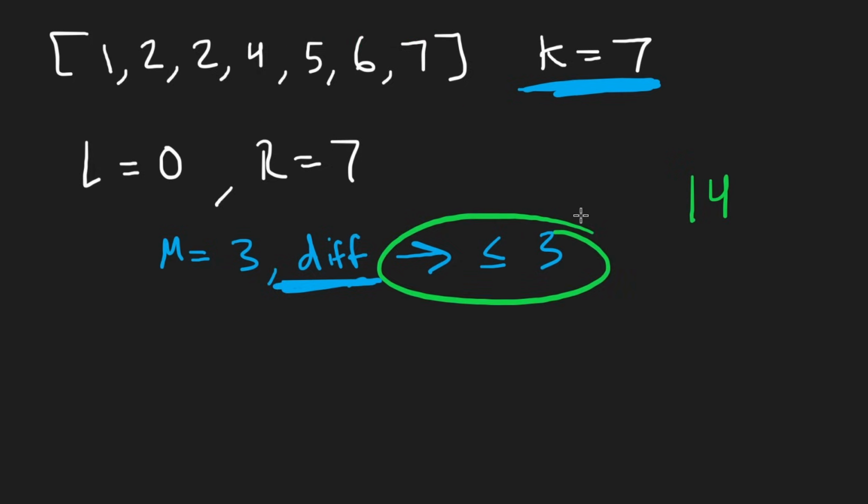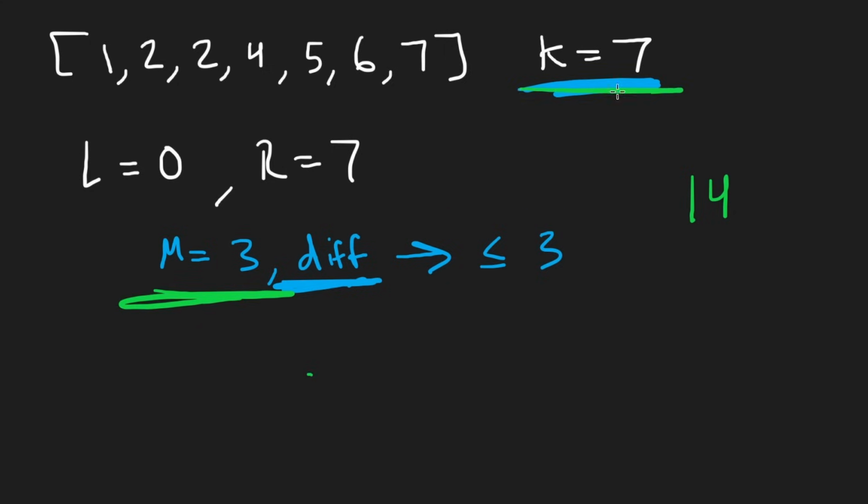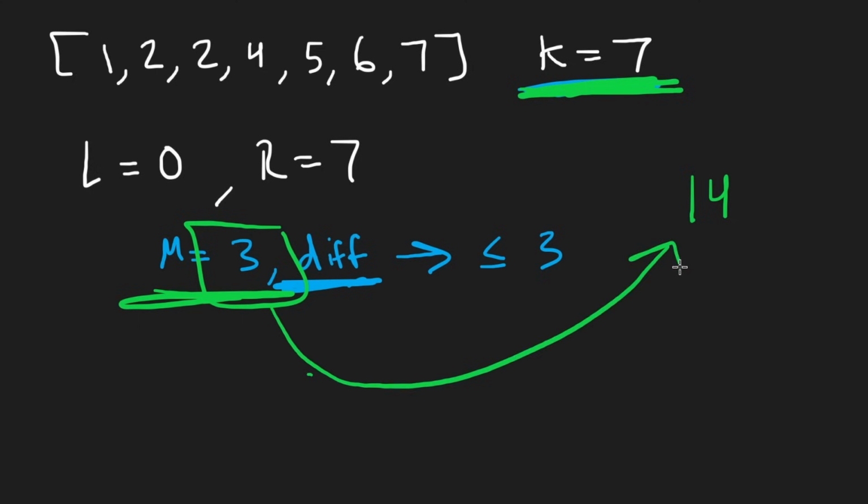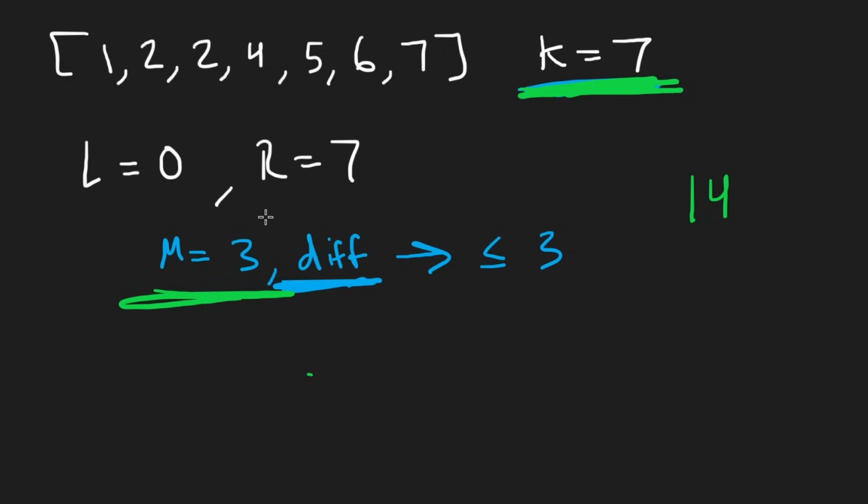So now you tell me, is 3 the correct answer? Is the kth smallest difference equal to 3? Well, no, because with 3, we have 14 differences that are less than or equal to 3. I mean, it is technically possible that 3 could be the answer. Actually, it is technically possible.